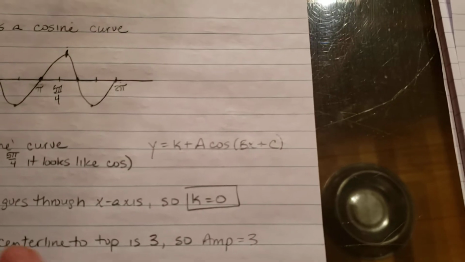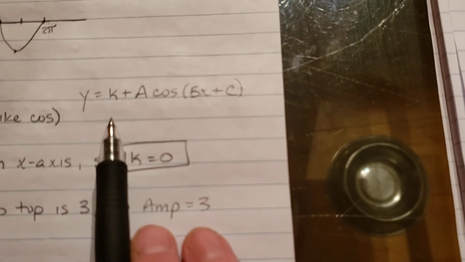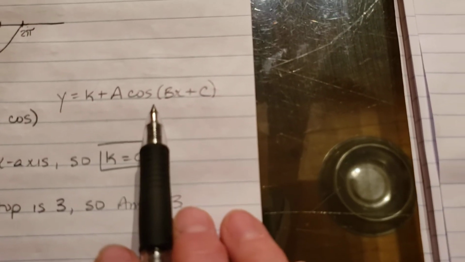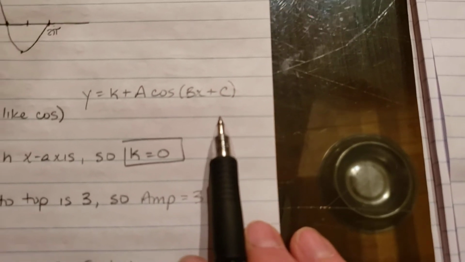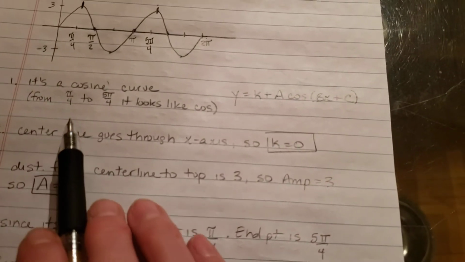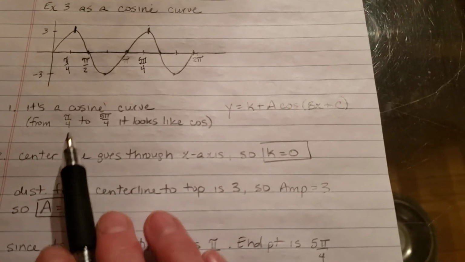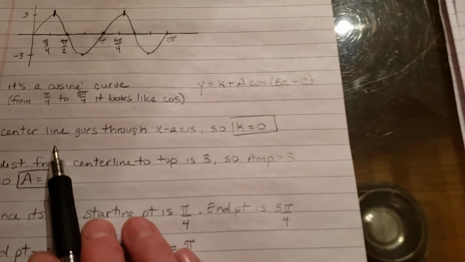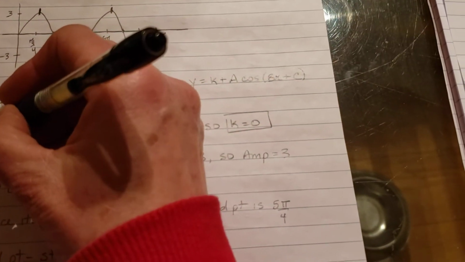Okay. So our general form for this cosine curve is y equals k plus a cosine of bx plus c. That's a general form for any cosine curve. Okay, so step 2. Step 1 was to decide if we're graphing sine or cosine. In step 1, we decided we're graphing cosine. Step 2 is to determine the center line, or that is also called the midline.